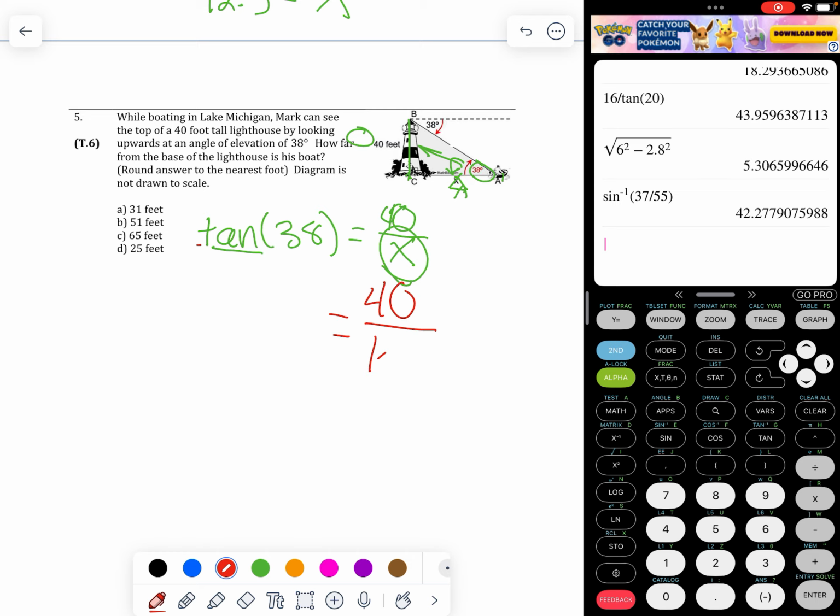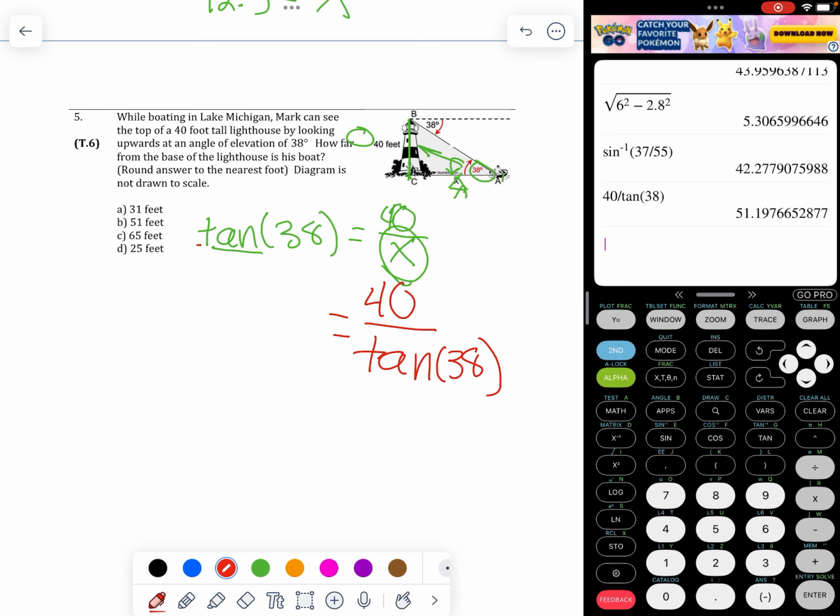Okay, so 40 divided by that trig function, tangent of 38. Let's put that in our calculator. 40 divided by tangent of 38. 51.2. Which is going to round to 51 feet. Okay, it said just round to the nearest foot, which is correct.